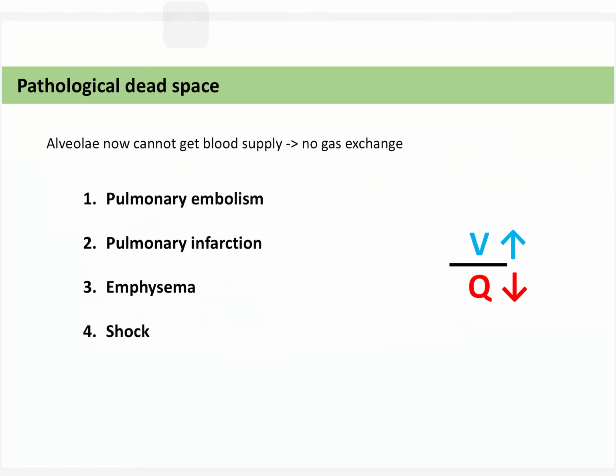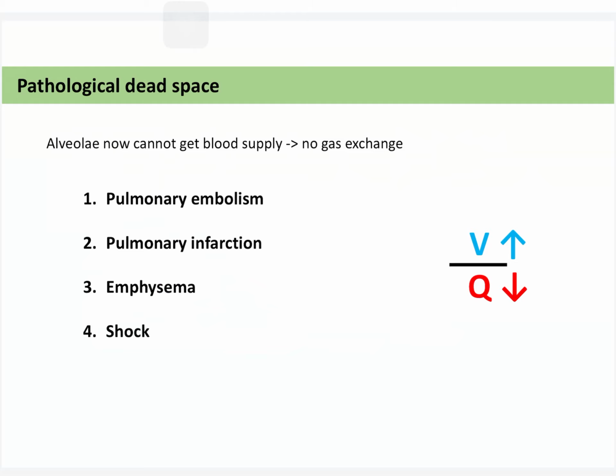Let's move to the pathological dead space. A pathological dead space means there is an abnormal increase in VQ ratio. This may be caused by pulmonary embolism, which means that some substance, maybe a blood clot, is blocking the pulmonary artery. So that part of the lung, although you can still breathe and it is still ventilating, cannot get blood perfusion, so no blood is going through that part of the lung. Can it undergo gas exchange? No. The second one is pulmonary infarction.